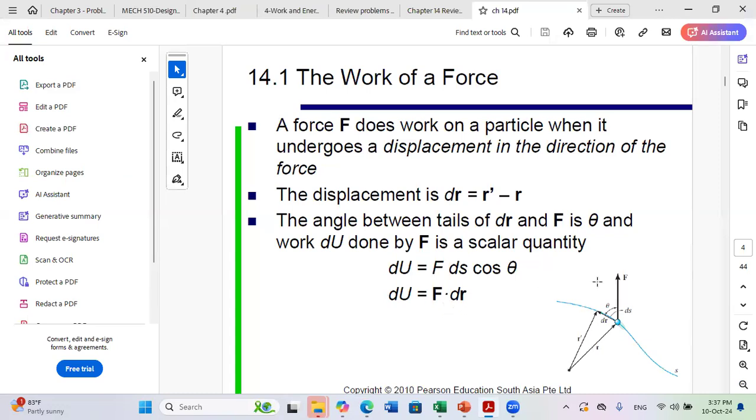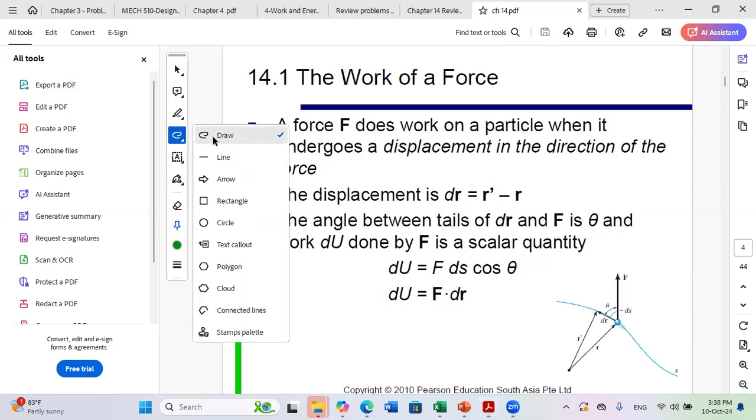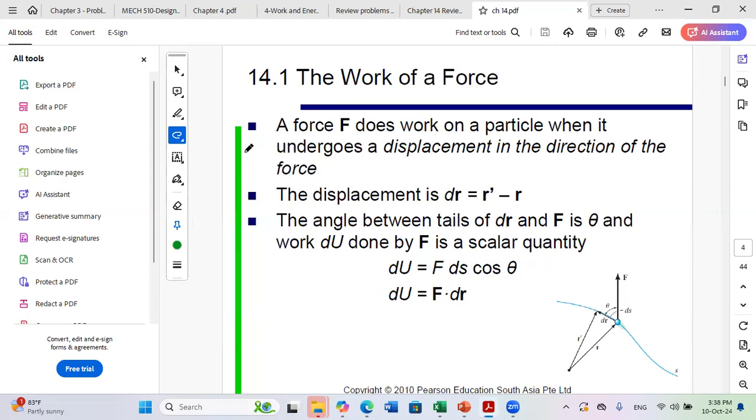Why do we do this? Because a force can only produce work if it has a component along the direction of motion. So if you look at the following figure, F can be decomposed into two components, one that is tangent to the path and the other that is normal to the path. The tangent component is the one that will do work, while the component normal to the path will not do any work. That's why we define the work as the dot product of the force and displacement.